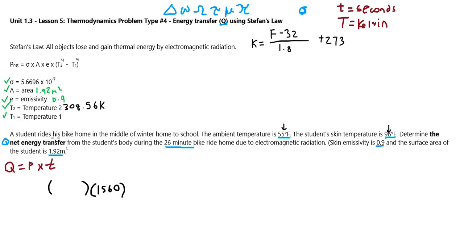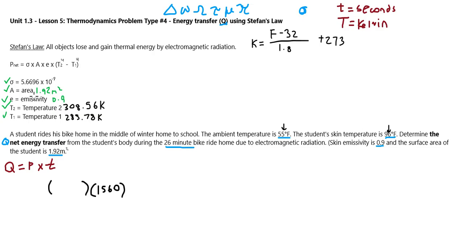Now we'll do the 55. So 55 minus 32 is 23, divided by 1.8 is 12.78, and I rounded, by the way, plus 273 is 285.78. Now, you know you've done it right if, in Fahrenheit, temperature 2 was higher, so it still should be higher in Kelvin. If I accidentally got something lower than 285, then you would know you did it wrong.